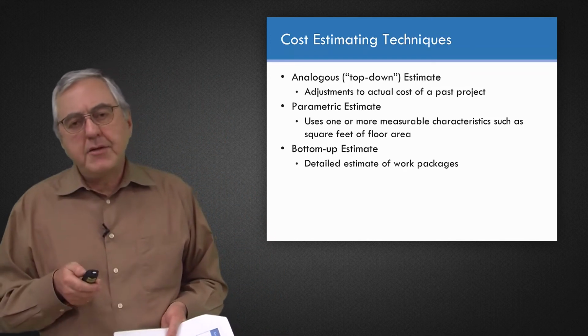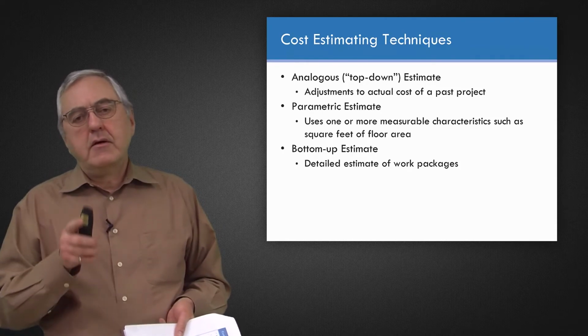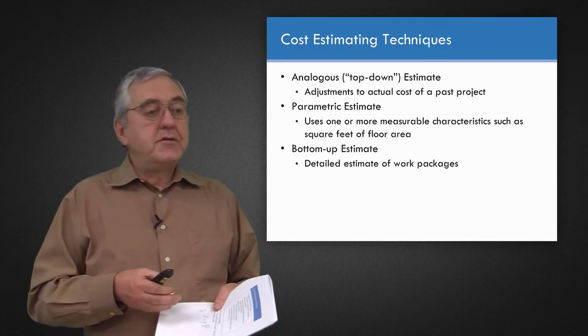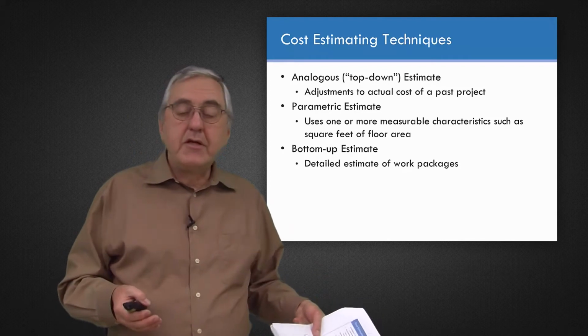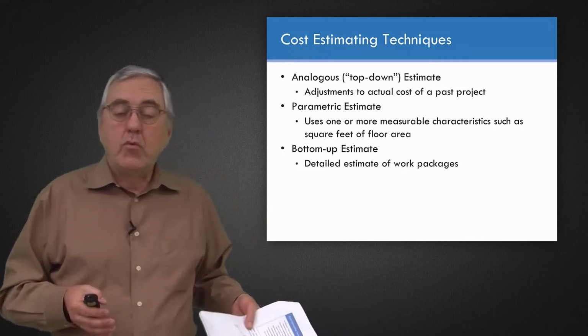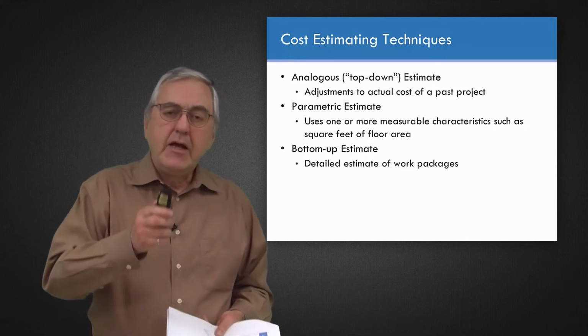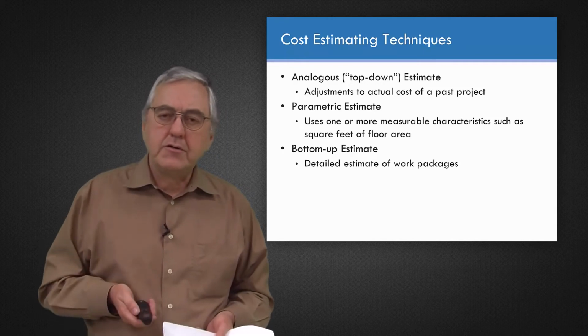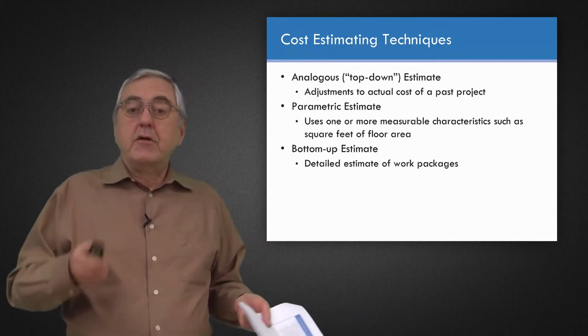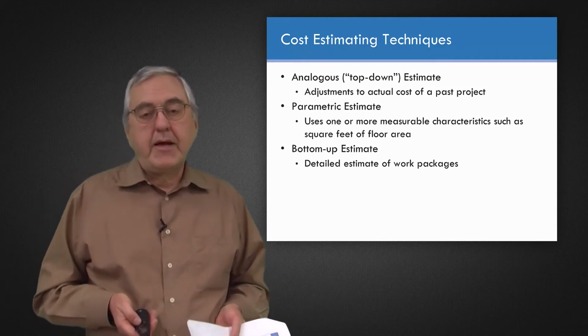Some of those work packages could be estimated analogous. Well, this is some testing, it's some quality control work package. There's some testing involved. And this always costs us $4,000. So we can use an analogous estimate for that particular work package.